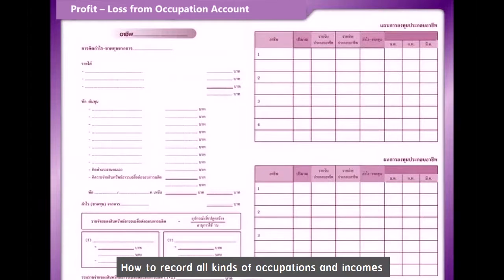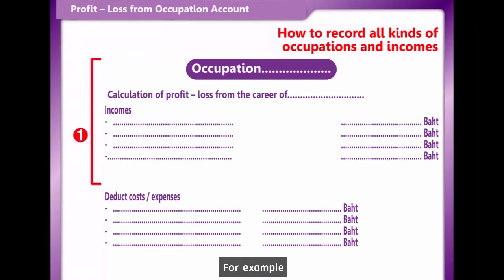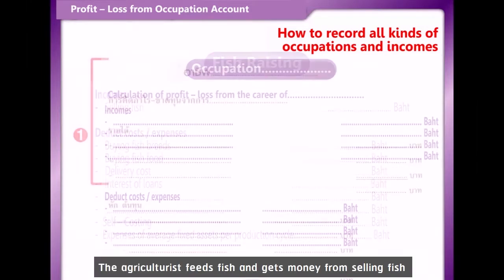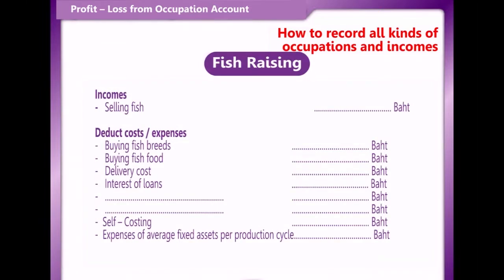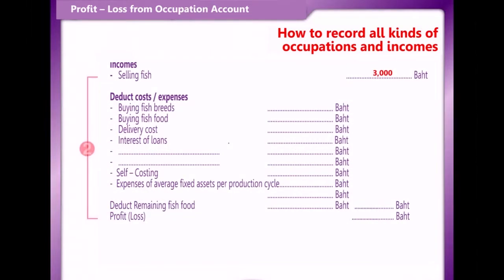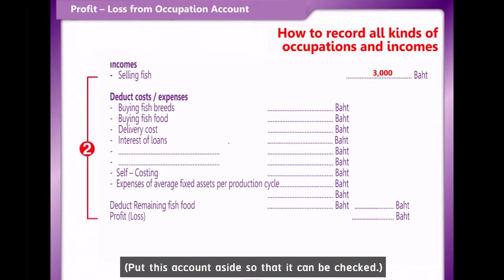How to record all kinds of occupations and incomes. Write the occupation and the incomes gained from it. For example, the agriculturist feeds fish and gets money from selling fish, 3,000 baht. The data recorded in the household incomes expenses account from the column of expenses from occupation must be written down. Put these accounts aside so that they can be checked.